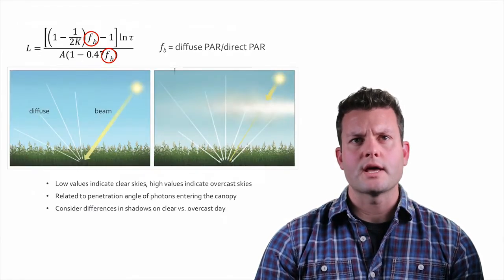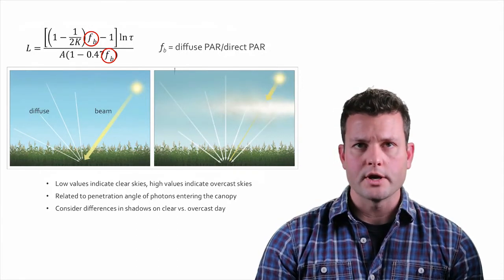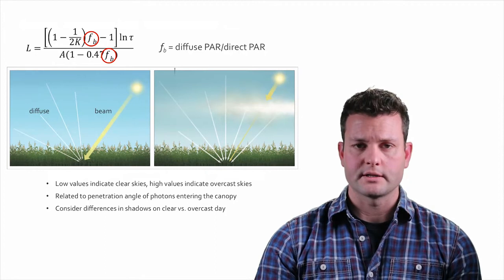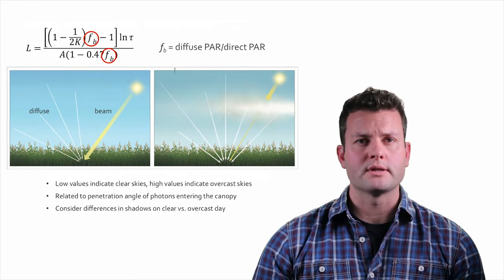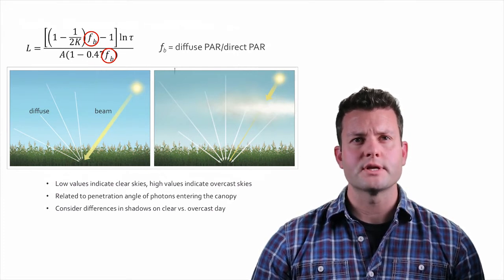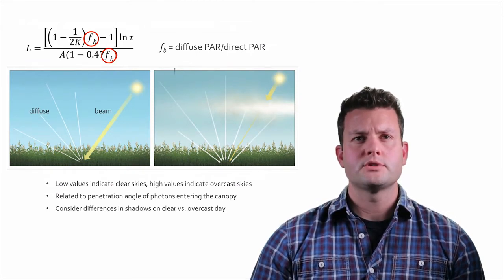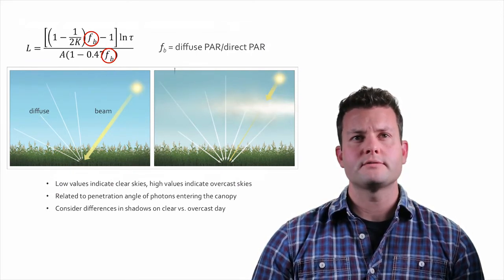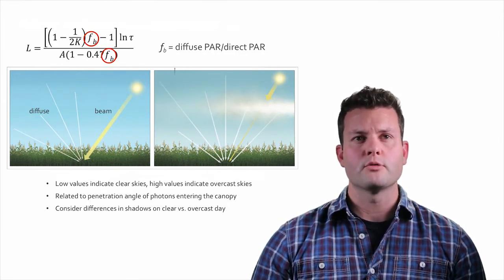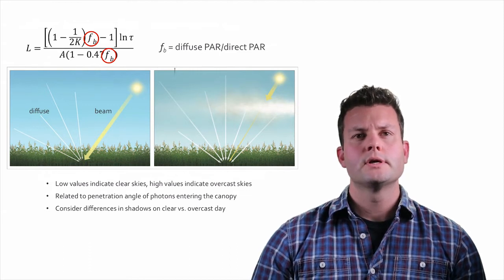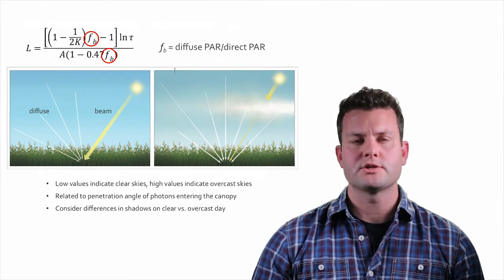The first one is F sub B, which is beam fraction, and it's calculated as the ratio between diffuse PAR, or photosynthetically active radiation, and direct PAR. Let's look at what this is, which is graphically represented on this slide. On the left-hand side, we're representing typical clear sky conditions where we have diffuse radiation, which is radiation that has been scattered in the atmosphere by aerosols and other particles, and is scattered to some location down in the canopy where we might be measuring transmitted light.